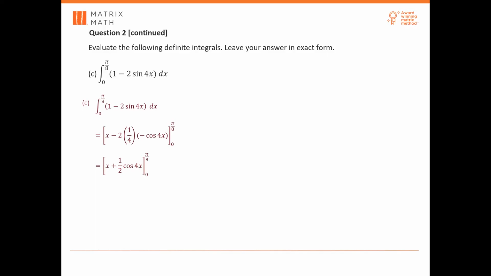Now go and find out what happens when x equals pi over 8. Find that value. And go and find the value when x equals 0. Subtract these two values, that is the answer. Make sure your calculator is in radian mode. Key this into the calculator. We should get pi over 8 minus 1 over 2.